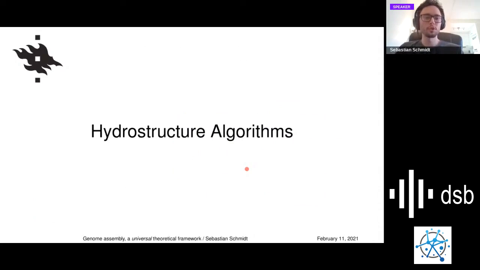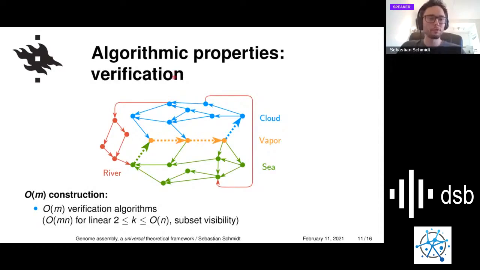Let us now look at how we compute the safe walks, how the algorithms work. So first of all, the simple algorithm, the verification. We are given a walk W again, and we ask is this walk safe or not for a given model. In this case, we can construct the hydrostructure in order of M time. So M is the amount of edges. And then we can, in most of the models, verify also in order of M on top of the hydrostructure the characterization. So in these cases, we get order of M verification algorithms. In some cases, when we have a linear model with a certain number of chromosomes, or if we have subset visibility, we get order of Mn here.